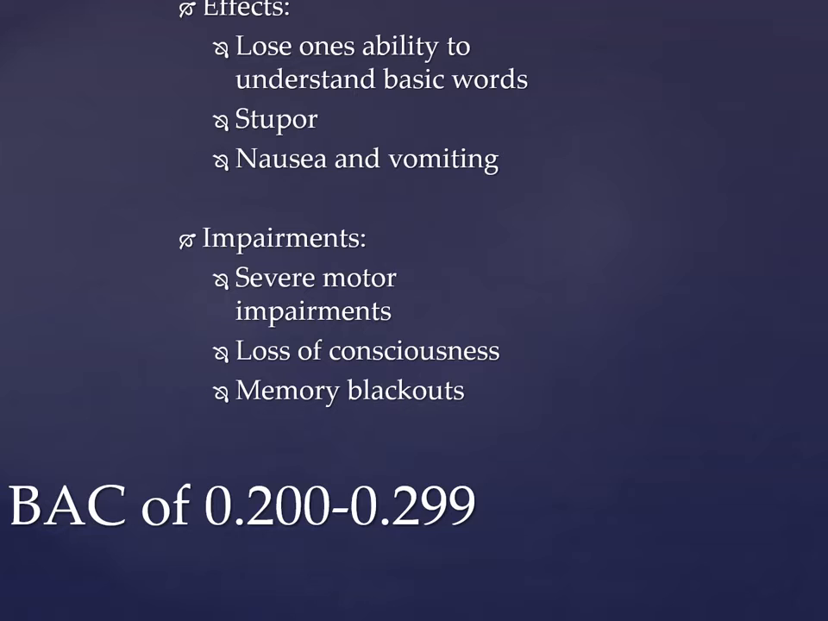A blood alcohol content of 0.2 to 0.299 will cause you to lose one's ability to understand basic words. You'll find yourself in a stupor, and nausea and vomiting are common. Severe motor impairments are common, as is a loss of consciousness and memory blackouts.